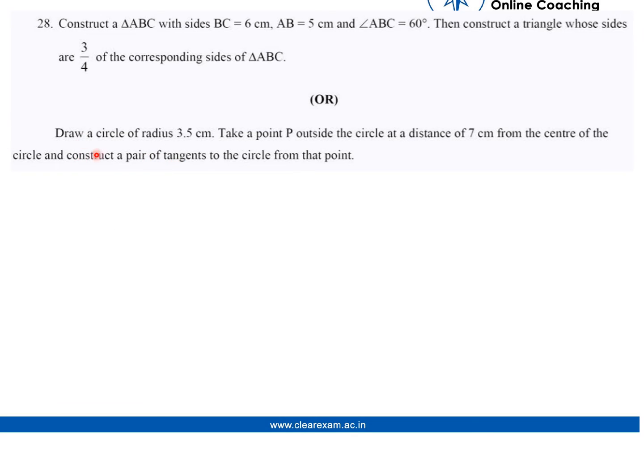So the question given to us is: draw a circle of radius 3.5 centimeter. Take a point P outside the circle at a distance of 7 centimeter from the center of the circle and construct a pair of tangents to the given circle.